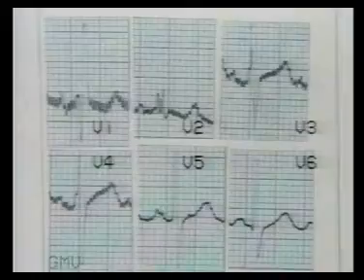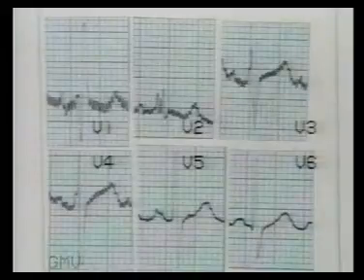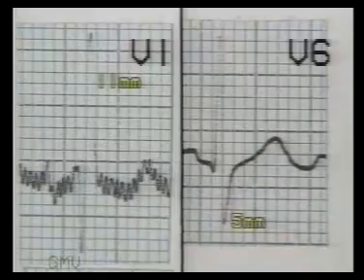In this ECG, V1 shows a tall R wave, taller than S wave. So immediately think of right ventricular hypertrophy. There is a corresponding deep S wave in V6. So the normal QRS pattern in the chest leads has altered.